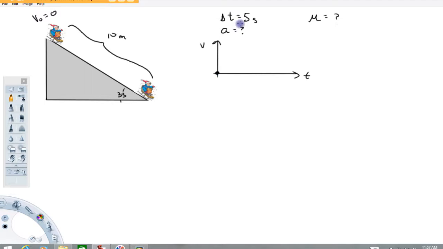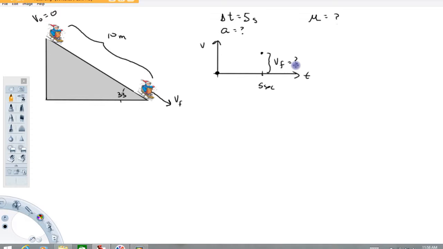Now, 5 seconds later, the child's at the bottom. The velocity vector is down and right, equal to some v. I'm going to call that v final. I don't know what that is, but I do know it is some positive value if I call down and right positive. So on the graph, at 5 seconds, the v final is this distance, but we don't know a value yet.